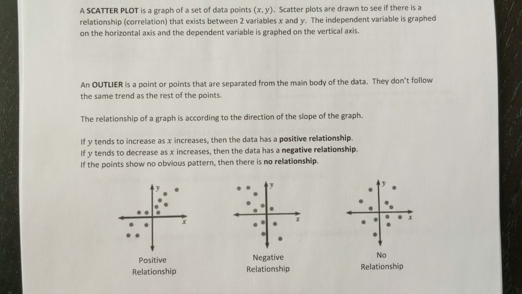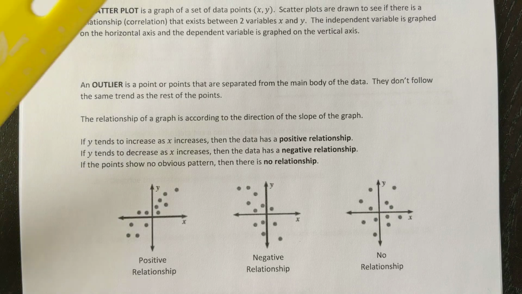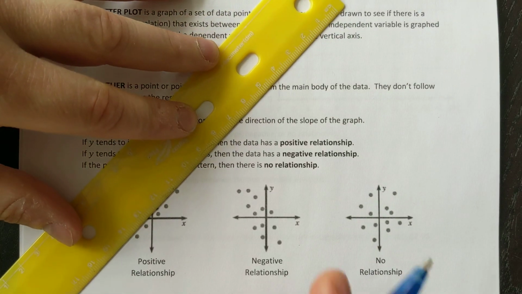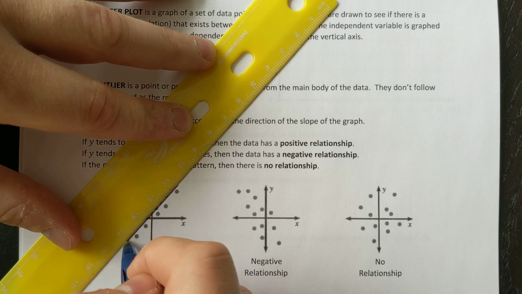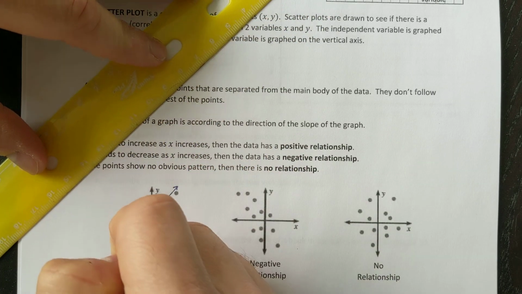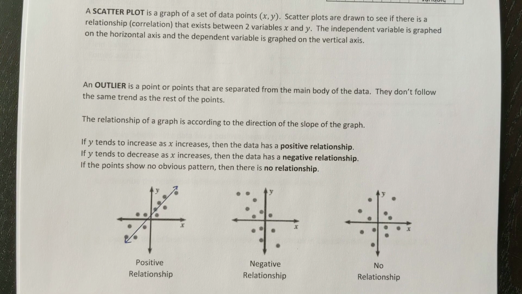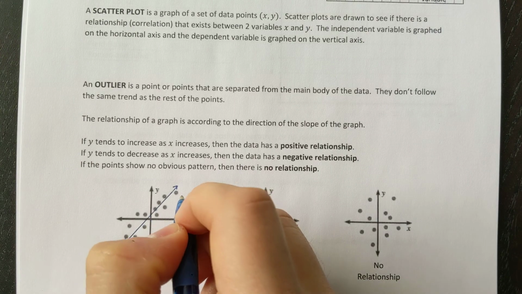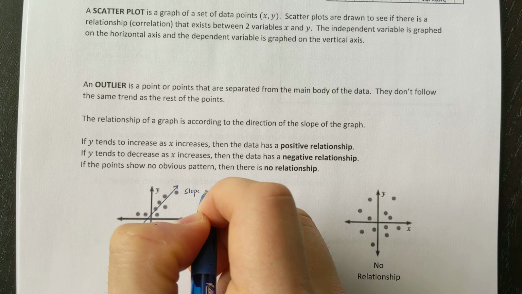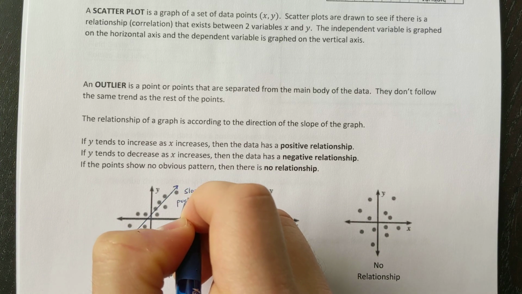All right? So if you can draw a line of best fit that goes through these points and it looks like this, that is considered a positive relationship, and that is because the slope of this line is positive.